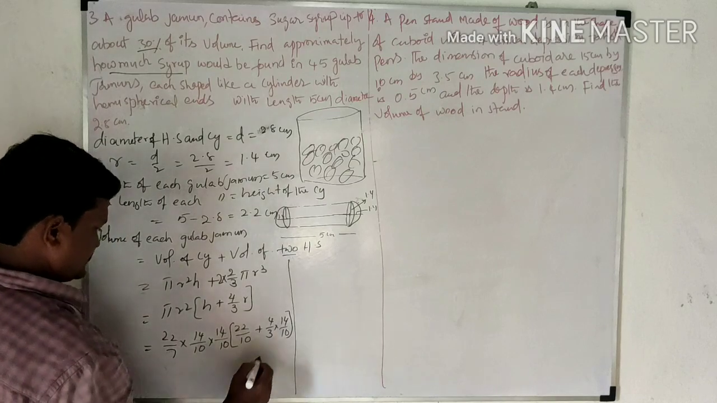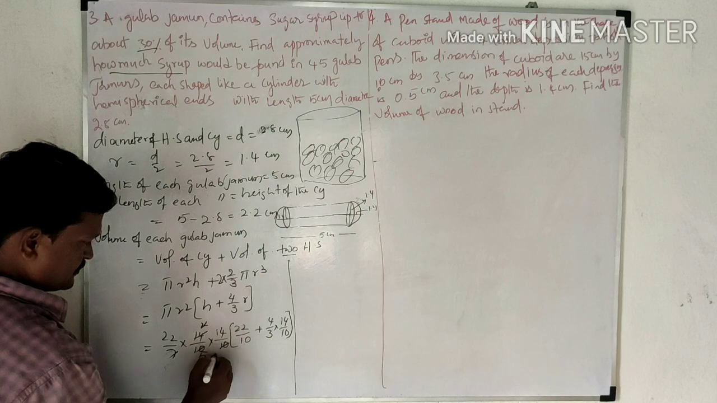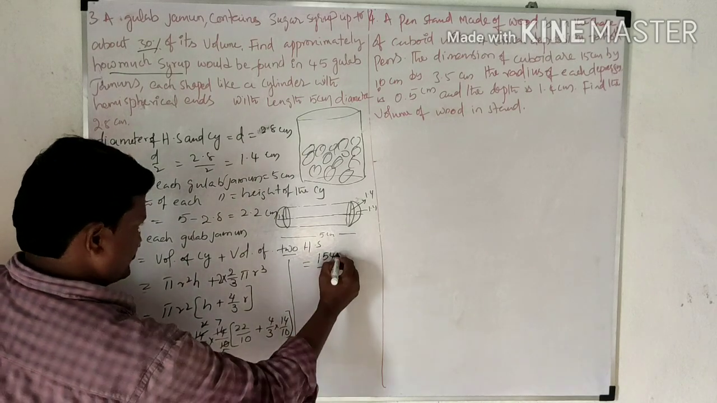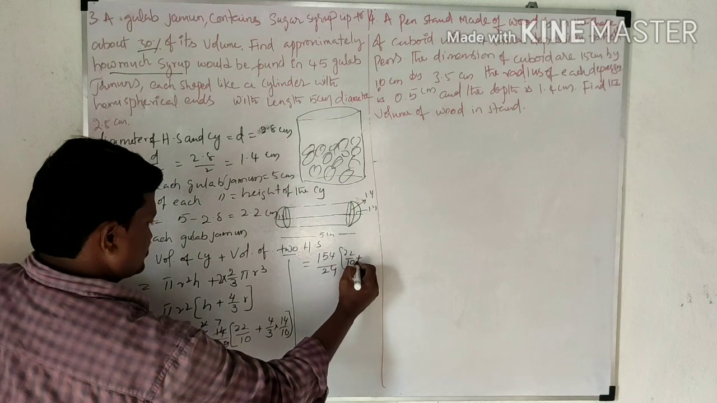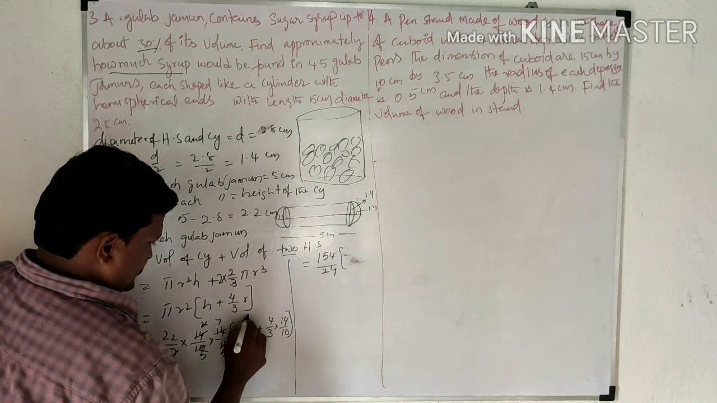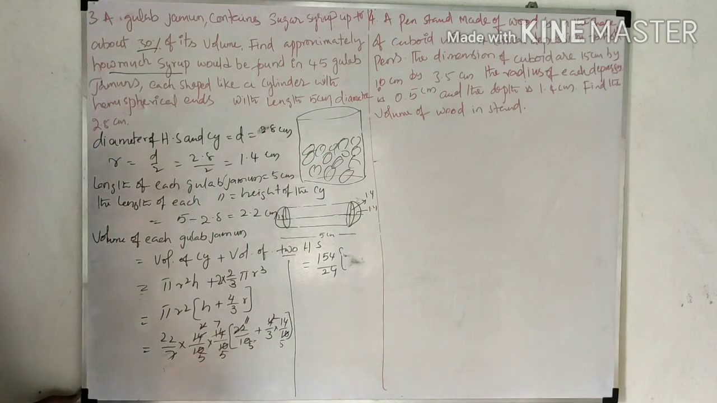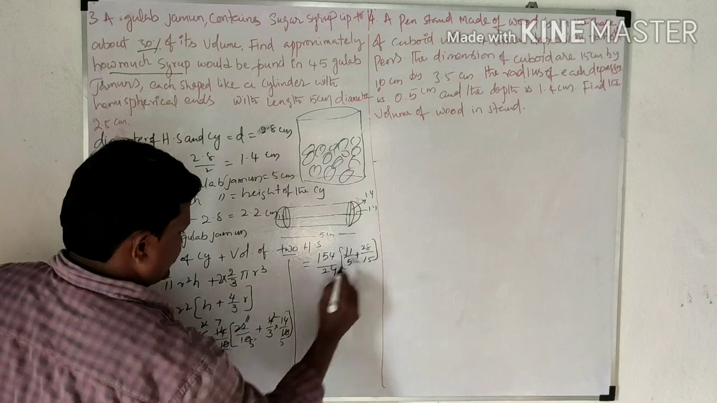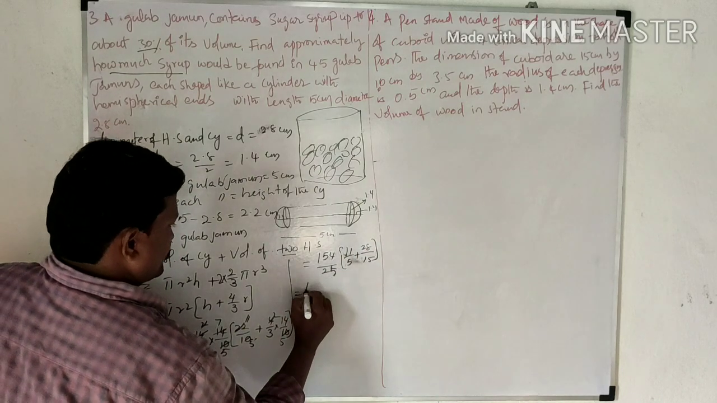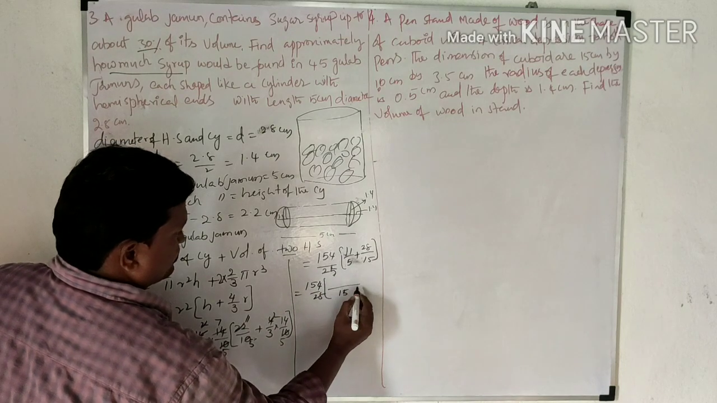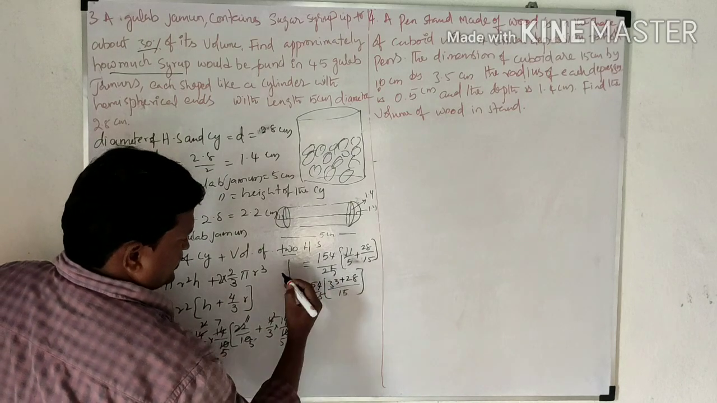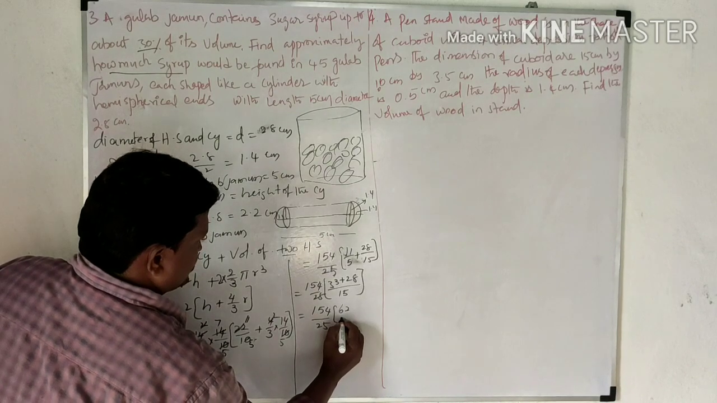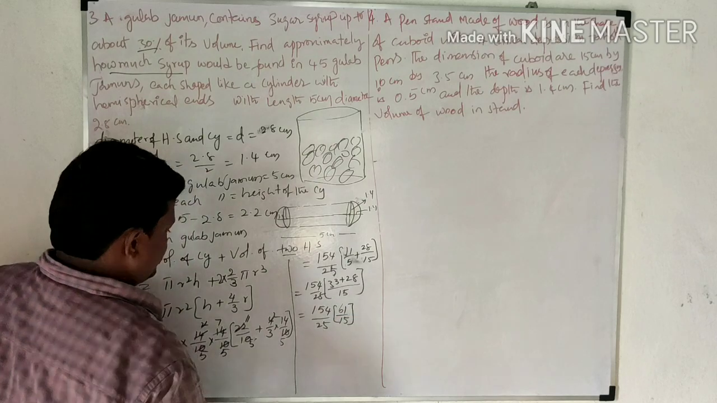Cancelling the terms, this becomes 22 into 7, 154 by 25, times 22 by 10 plus 4 by 3 into 14 by 10, which simplifies to 11 by 5 plus 28 by 15. Taking the LCM 15, that is 33 plus 28, so we get 154 by 25 into 61 by 15. So this is the volume of each gulab jamun.